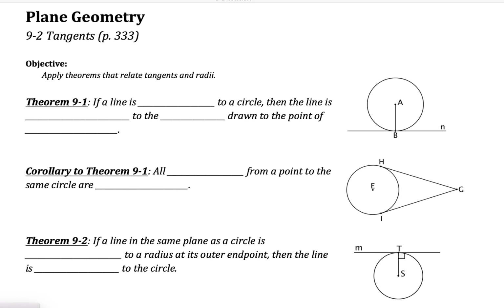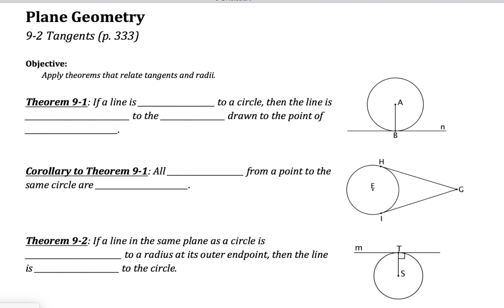Hello everyone. For today we're going to be taking a look at section 9-2, which is all about tangents. Now we've learned earlier that a line that's tangent to a circle intersects that circle at exactly one point. So you need to keep that in mind because we're going to be talking about this idea of tangent lines a lot in this video.